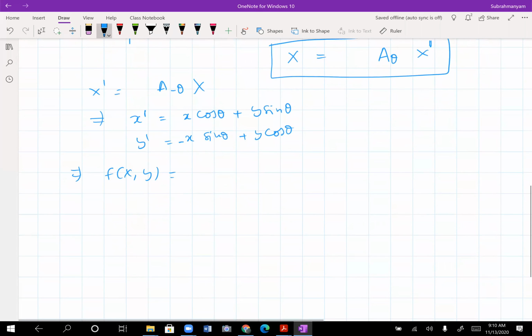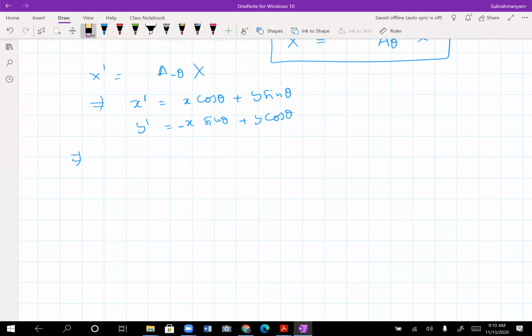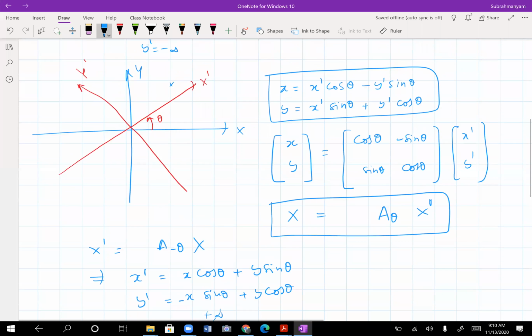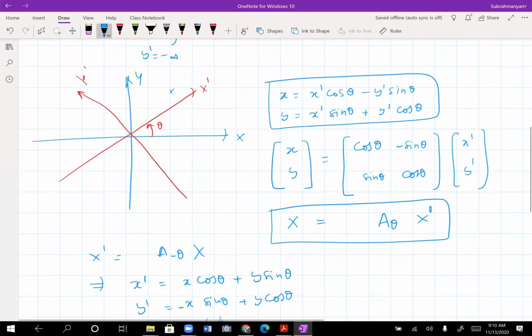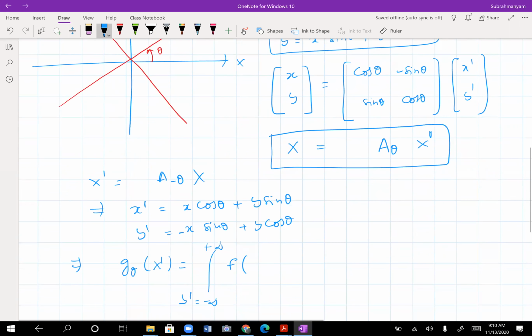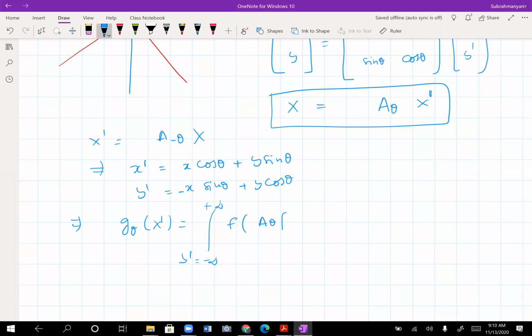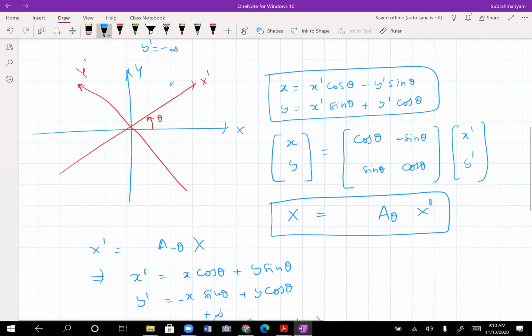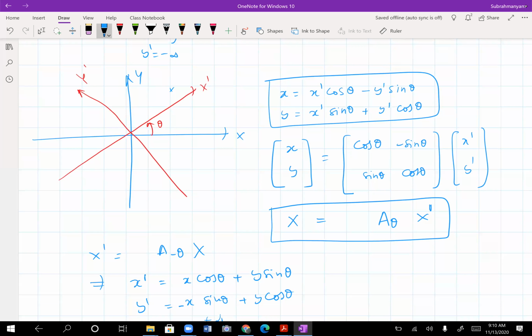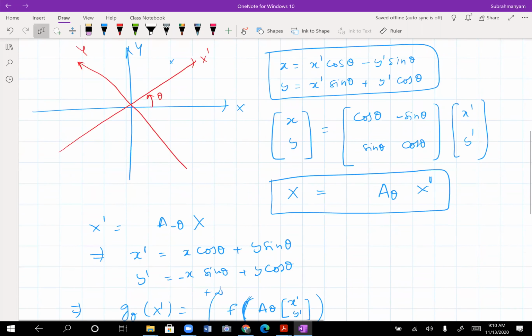g theta of x dash, let me directly write that expression, because we have written it a number of times already. So g theta of x dash is the integral over y dash varying from minus infinity to plus infinity of f of, okay. So this x, y, let me write it as A theta times x dash, y dash. This notation would be convenient as I move on later. This is basically this expression x, y, A theta times this only. I am just putting x dash, y dash into dy dash.